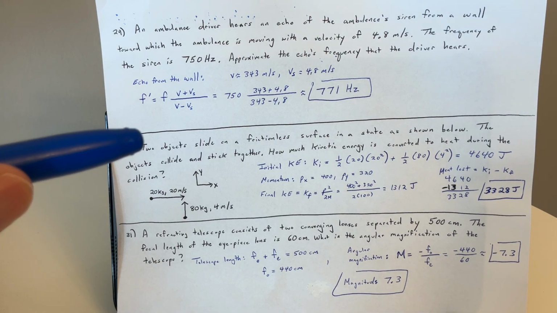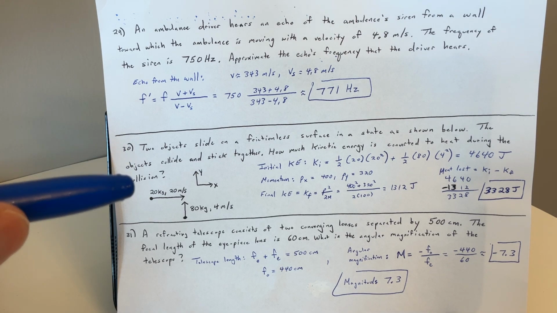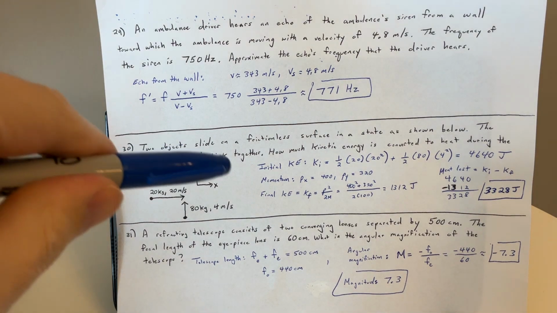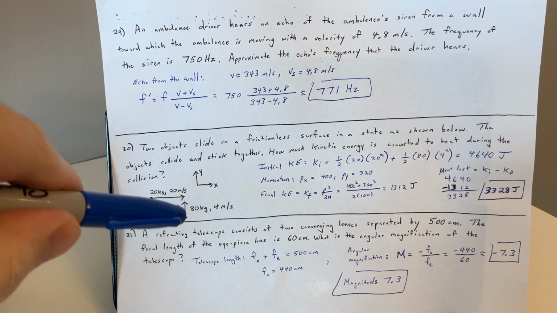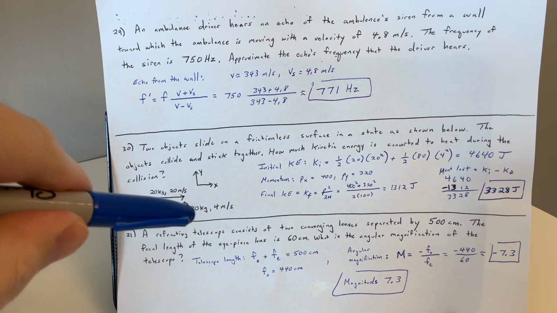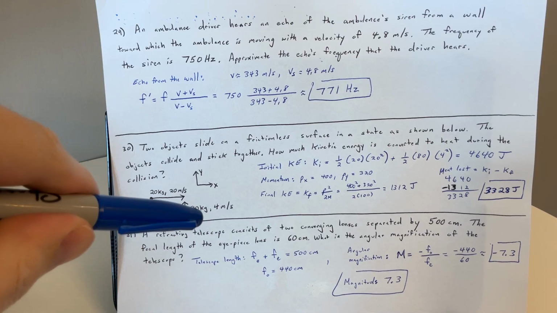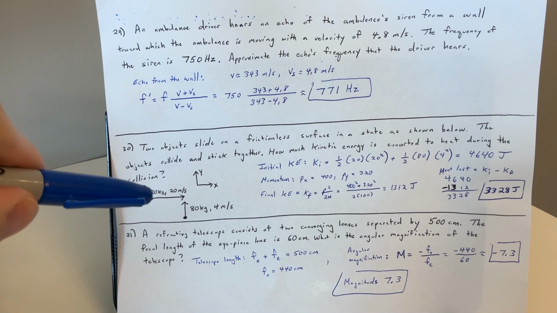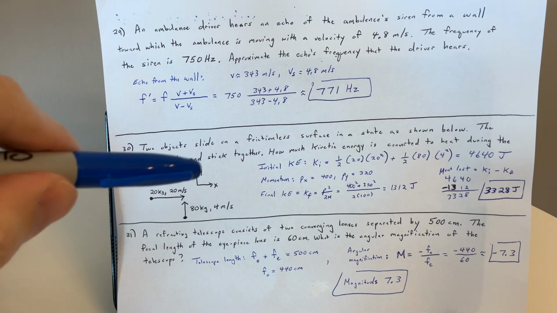Okay, so 30. Two objects slide on a frictionless surface as shown below. The objects collide and stick together. How much kinetic energy is converted to heat during the collision? So here we have our XY. We have this object going 4 meters per second, 80 kilograms. This object's going 20 meters per second, it's 20 kilograms. They're going to collide.